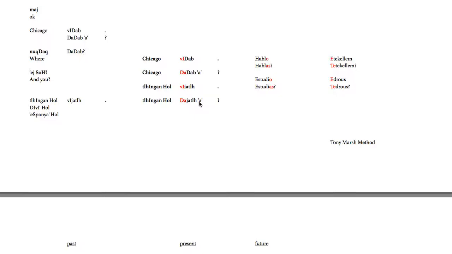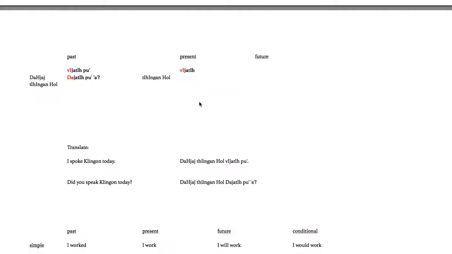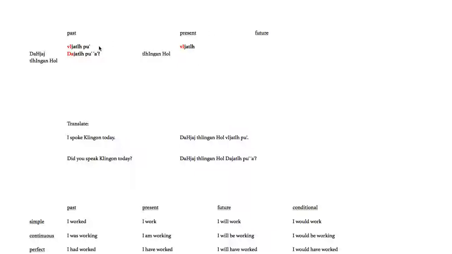All right. From there, we moved into a little bit of past, present, future. If you put a pu on the end of vijatl, it's the past tense. So I used to, or I spoke, or I used to speak, I'm not sure which one. Past tense, I spoke. Vijatl pu. So Klingon hol vijatl pu. Did you speak Klingon today? Klingon hol dajatl pu a. All right, so just beginning to look at the grammar.